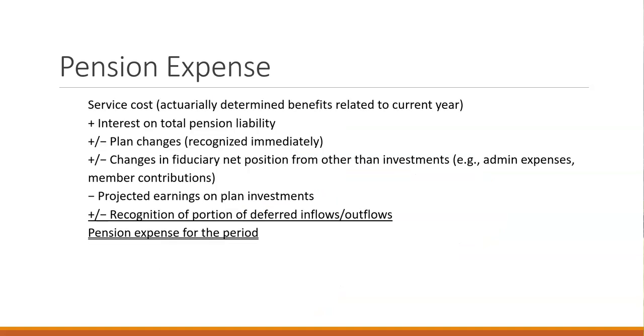When we get that pension expense for the period, these are the items that go into it. We have a service cost, usually related to the management of our investment account. We're going to have interest. We're going to have plan changes, so we've added employees and deducted employees. We also have changes from our investments, projected earnings on investments, and any portion of deferred inflows and outflows.